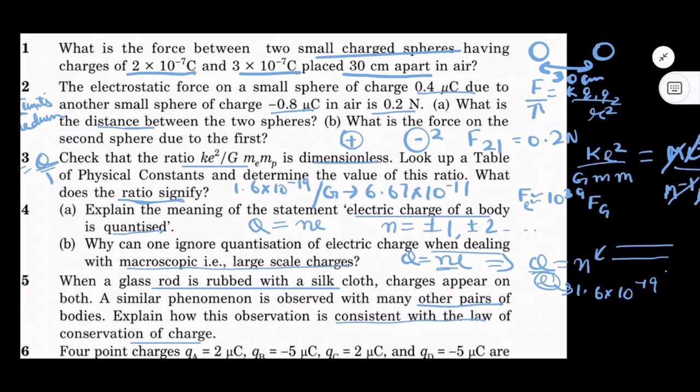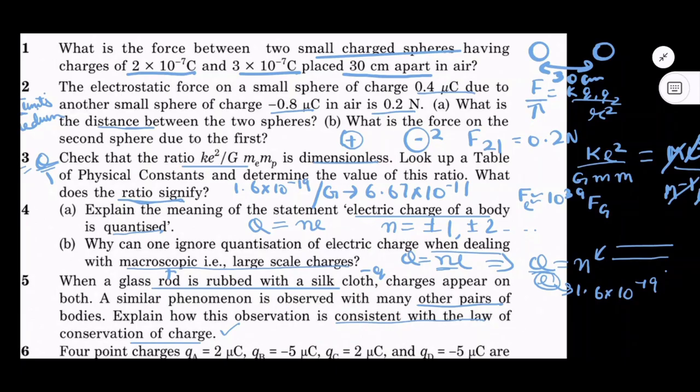We have seen a number of methods of charging, and in that we have studied charging by friction. By rubbing, one of the bodies gets positively charged. Here the glass rod gets positive charge, while the silk cloth gets the same amount of negative charge. So the total charge is the same before and after, which is consistent with the law of conservation of charge, right?